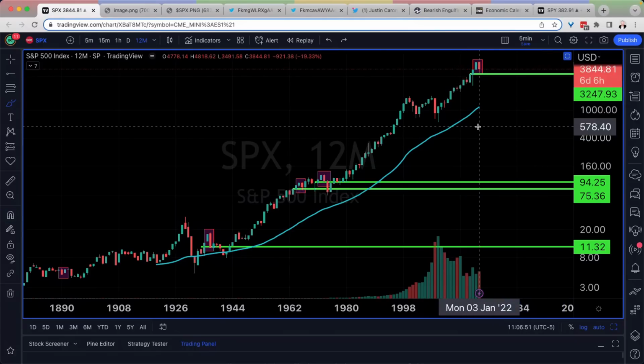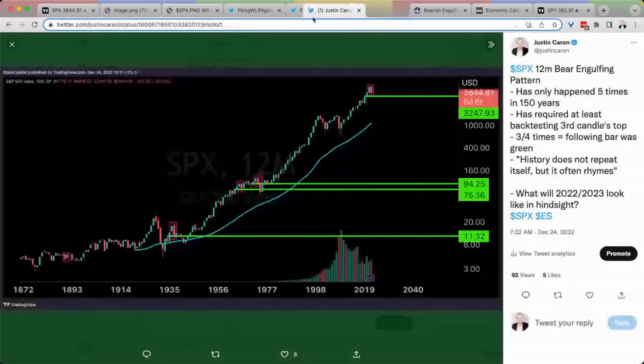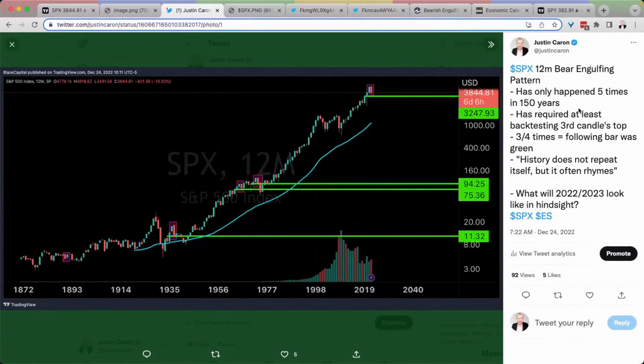Let's jump in now. So the first part is that if we're going to be going green on the year, I'm actually going to jump to my notes here. So I've got a bullish scenario, which means that 3 out of 4 times we actually close the next year green. So there's your bull case at a high level. And we required at least a back test of the third candle top. We've not done that yet.